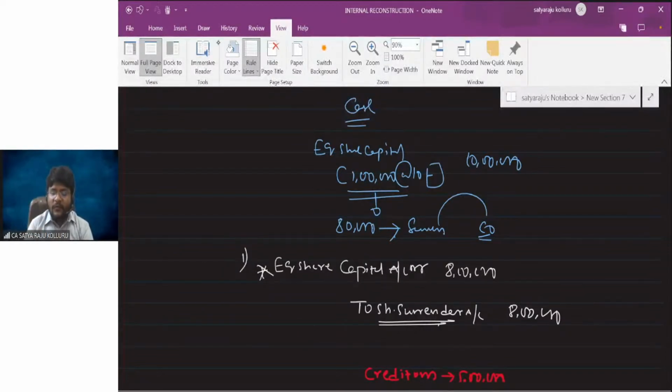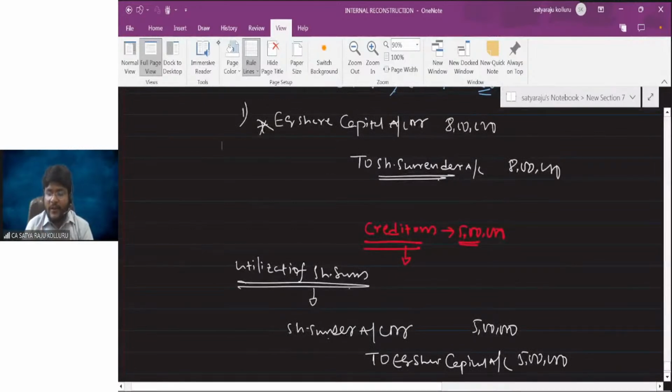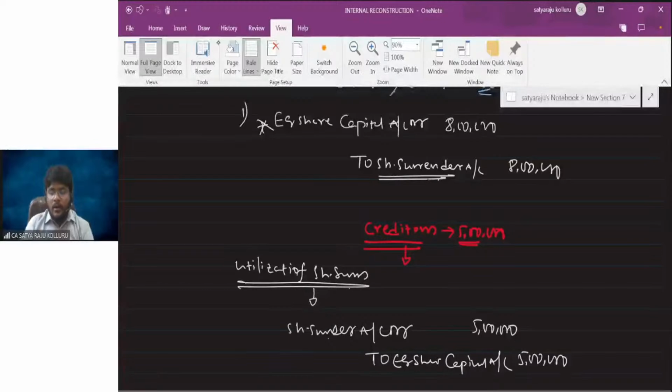When we are transferring that amount to reconstruction, if you are utilizing the share surrender and making payment to any particular party through that, at that scenario you are recognizing the profit. That means at the time of creation of share surrender, I'm not recognizing any profit, but at the time of settlement to a particular liability holder by utilizing the share surrender, I'm recognizing the profit. That is the concept behind transferring the amount to reconstruction while settling to the creditors.